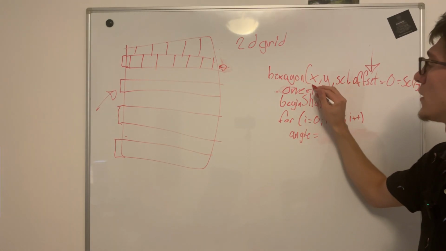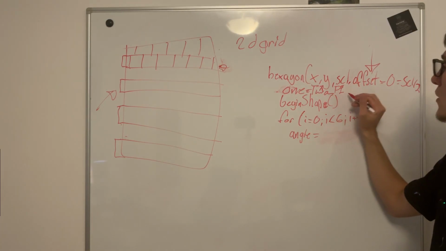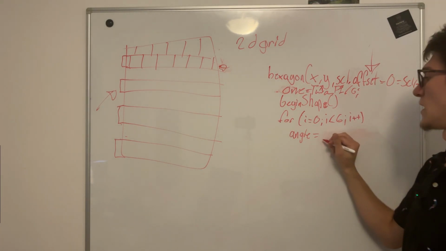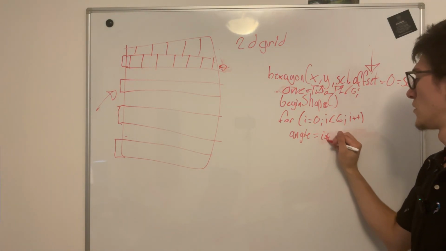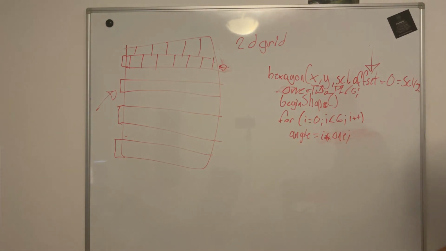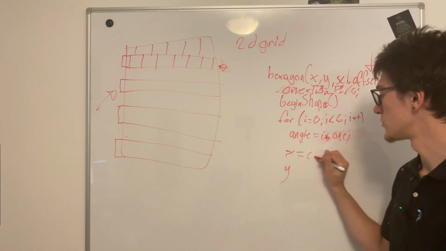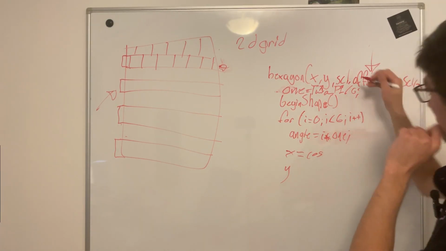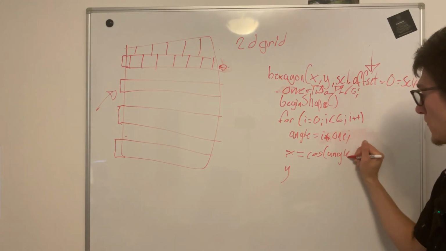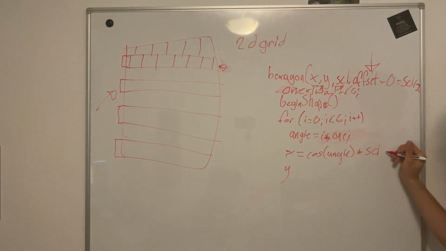a equals 2 pi divided by 6, right? And then what we can do is i times a, right? Okay, so we've got the angle. Now we need the x, and the x should be equal to the cos of the angle times the scale divided by 2.